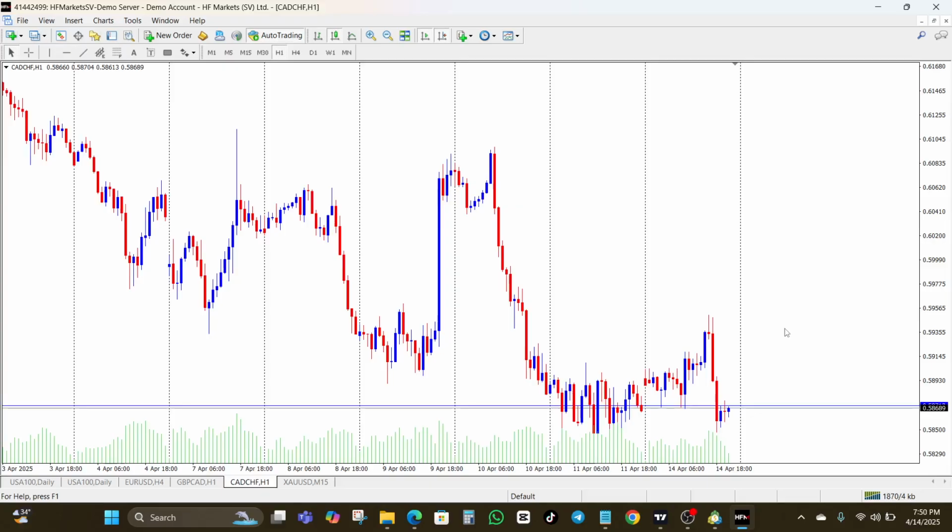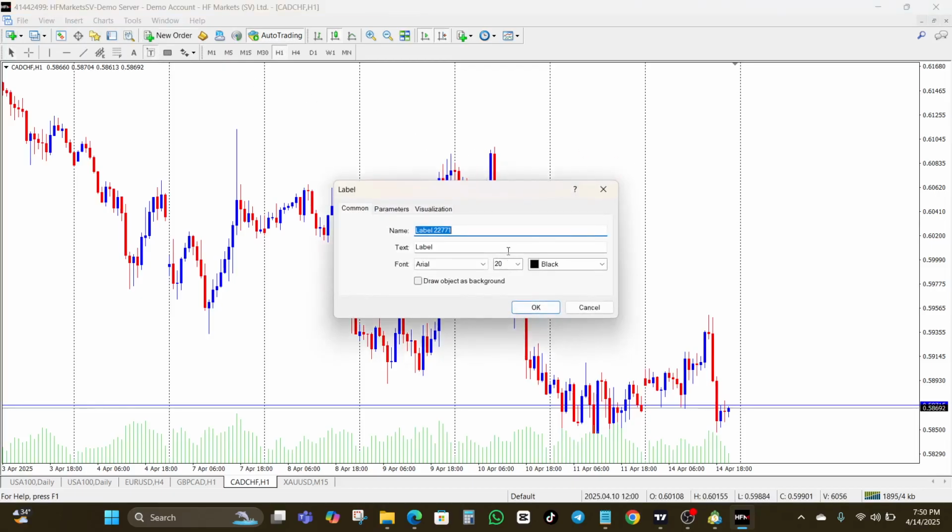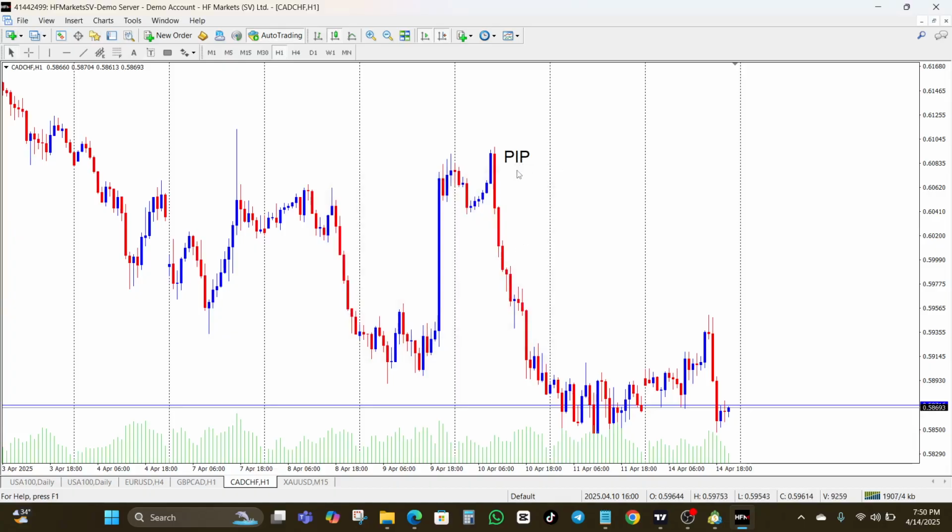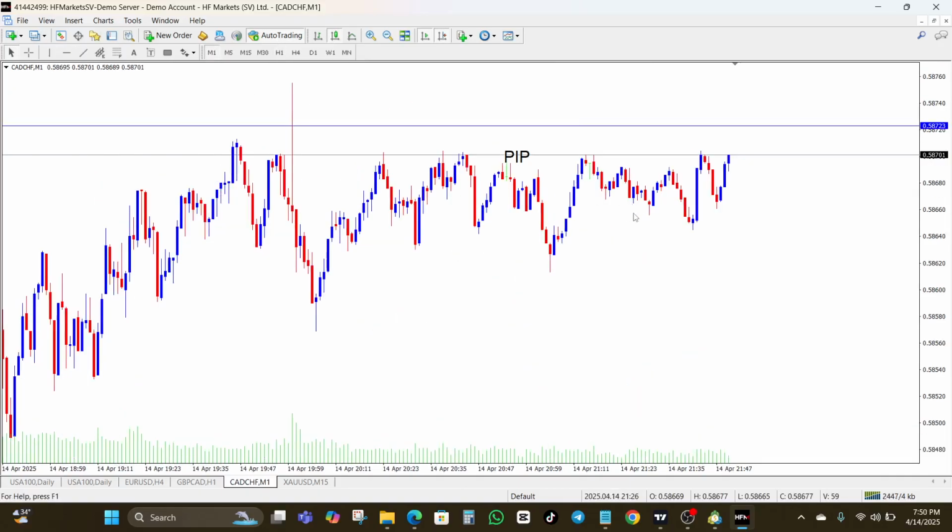First of all, let us quickly define what a pip is. In Forex, a pip stands for percentage in point, literally. Remember that pip is spelled PIP. PIP stands for percentage in point, or price interest point, and it is the smallest unit of price movement in a currency pair, literally the smallest unit of price movement.